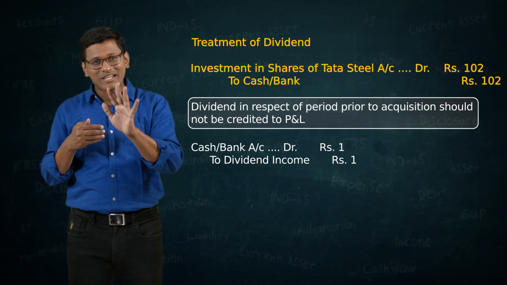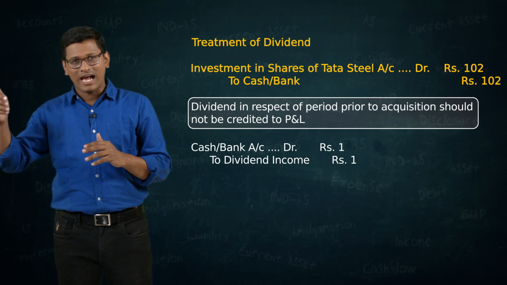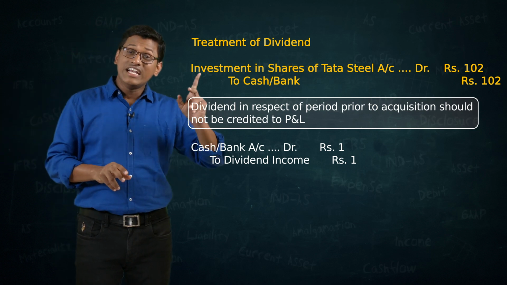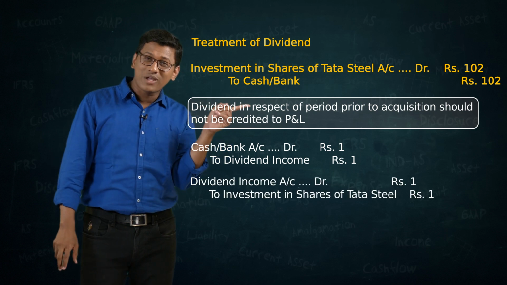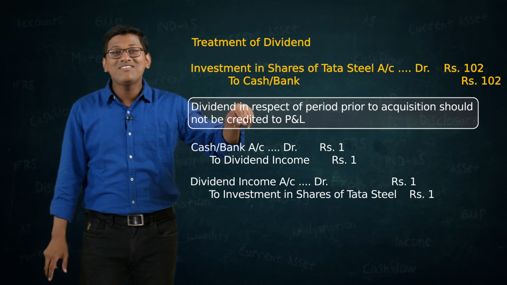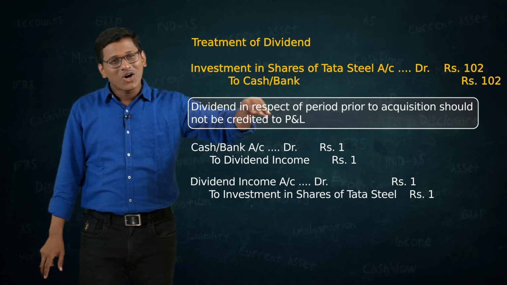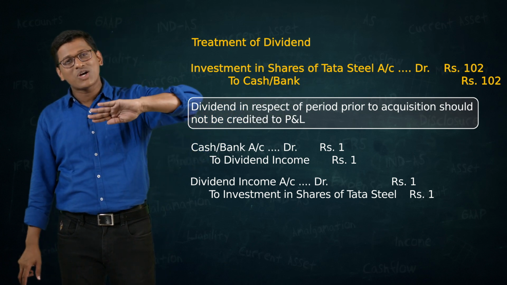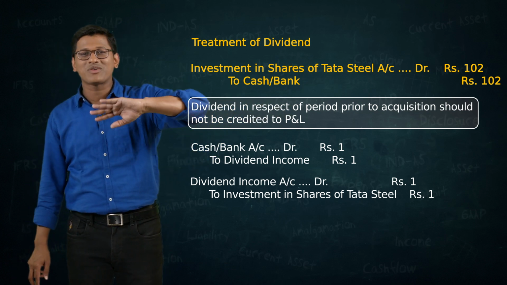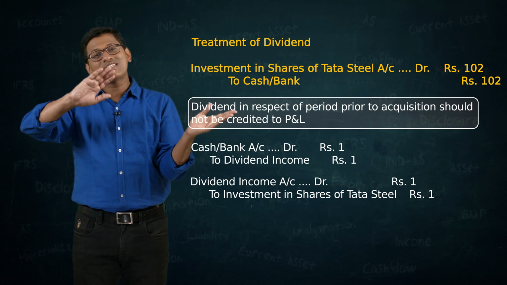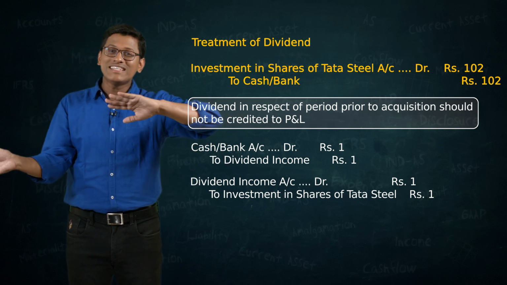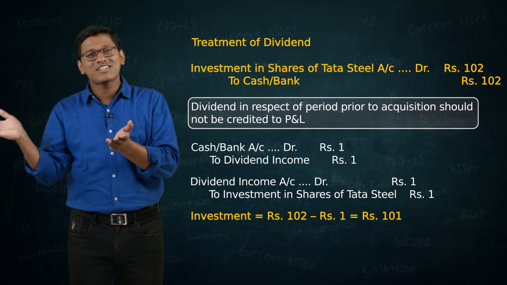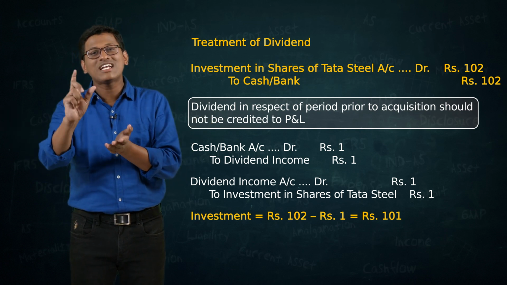So the accounting entry for that should be: first, cash or bank account debited 1 rupee to dividend income 1 rupee. Next, dividend income account debited 1 rupee to investment in equity shares account credited 1 rupee. So basically what will happen? Investment in equity shares account will be credited. Earlier it was debited with 102. Now it is credited with 1 rupee. So after this adjustment, investment in equity shares will remain at 101.